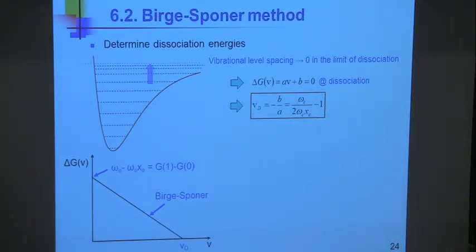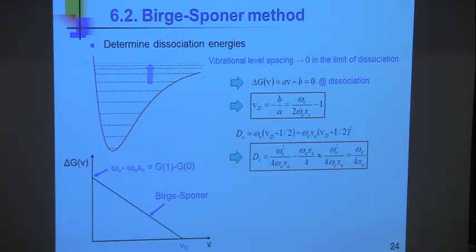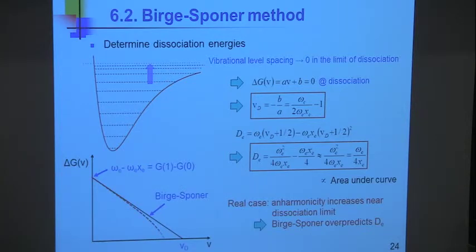So this is a simple model. It's not really very good. It's a way to help you think. You can solve for DE this way, and it's roughly omega E squared over 4 omega E XE. So from the slope of this line, you can get essentially everything. This is a way to get the dissociation energy, at least approximately. Or you can think of it as the area under the curve. Doesn't make any difference.